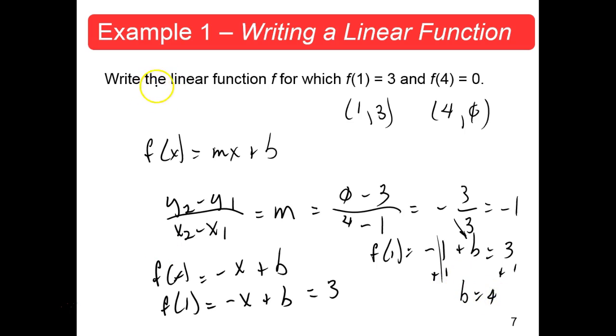Now we go back and say f of x is equal to minus x plus 4. There it is. Let's just check and make sure both of these things work. When you put in a 1, minus 1 plus 4 is equal to 3. Yes, it is. And when you plug in the 4, minus 4 plus 4 is equal to 0. Perfect. So this is the function represented by both of those points, right?